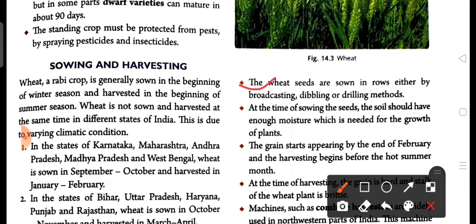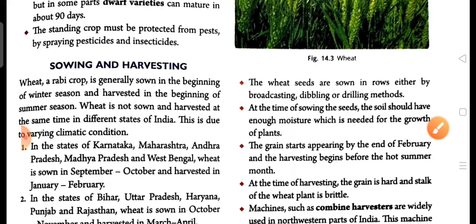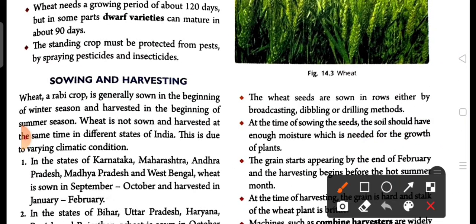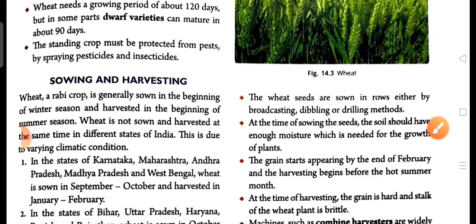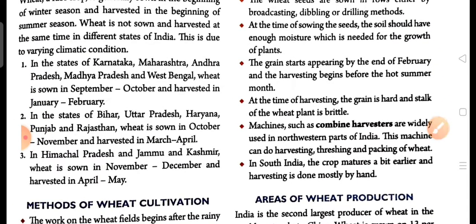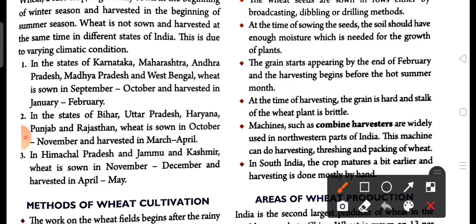Next, at the time of sowing the seeds, the soil should have enough moisture. As we know, only 50 centimeters of irrigation is needed for wheat cultivation. So enough moisture is needed for the growth of plants. Next, the grains start appearing by the end of February and harvesting begins before the hot summer. Why before the hot summer? Because wheat does not thrive in high temperature conditions. That's why the harvesting begins before the summer comes.